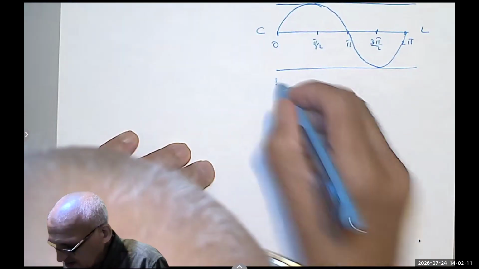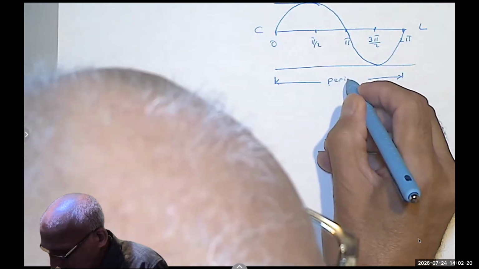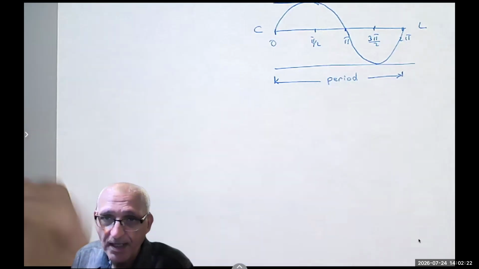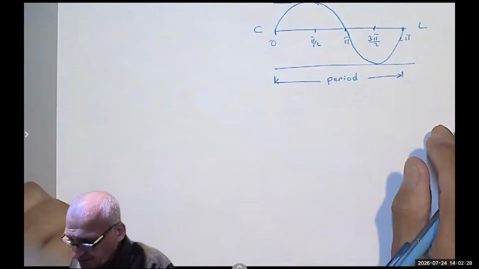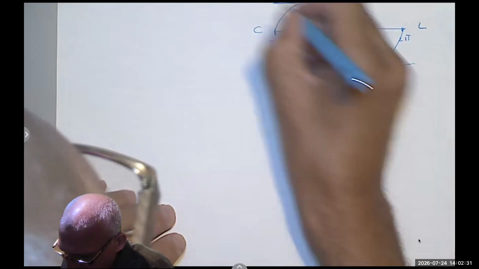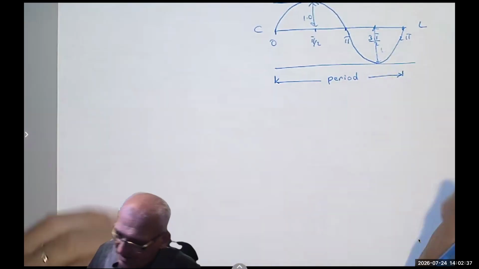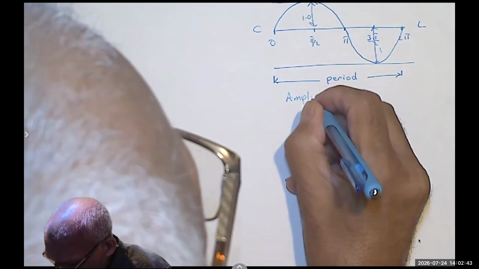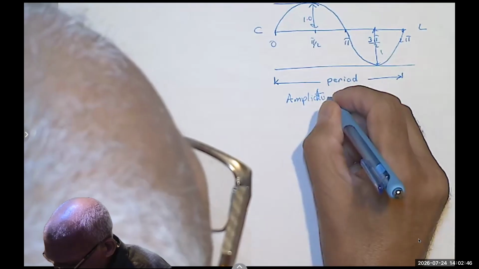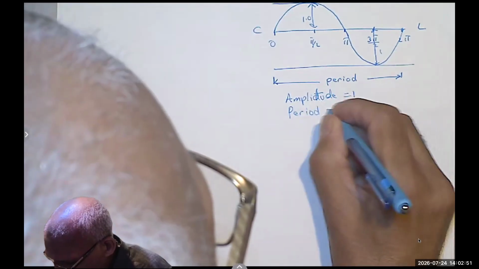We call the distance between two consecutive points in two consecutive cycles the period. And the period of the sine or the cosine is 2 pi. For the tan and the cotan, it is only pi, but here it's 2 pi. Also, we see that the height here is 1, whether you take it from center line to minimum or from center line to maximum. We call that the amplitude. So the amplitude is 1. The period is 2 pi.